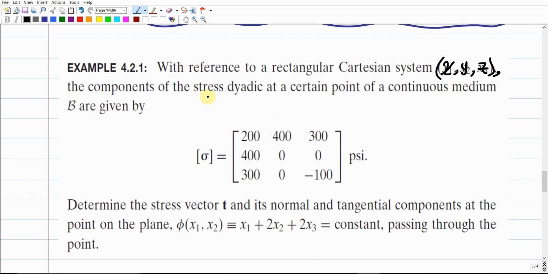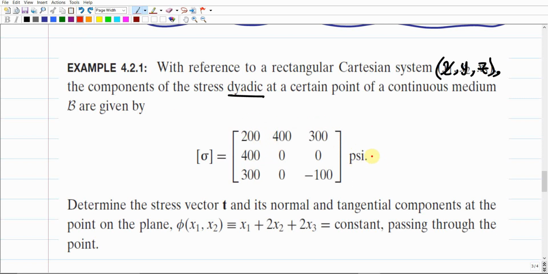The components of the stress tensor: we said that this is a second order tensor, right? So the stress tensor is already given with these different components. We do have 200, 400, and so on. Your objective is just to observe the location. This should be sigma xx, sigma xy, this is sigma xz, this is sigma yz, and so on. So anyway, we are already given this stress tensor, and the unit of this stress is PSI.